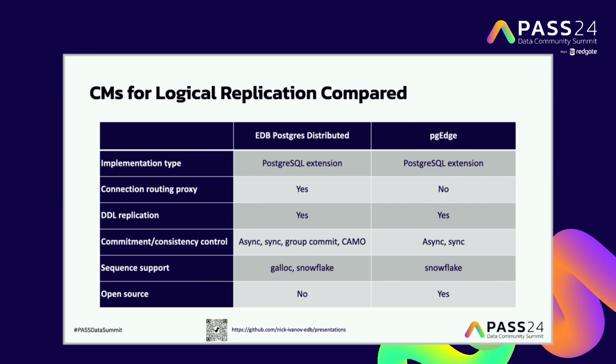Both of them allow you to run both asynchronous and synchronous replication. PGD is a little bit more feature-rich in that sense, but it's something that you may or may not need. But they both use the standard Postgres synchronous replication configuration to do that.